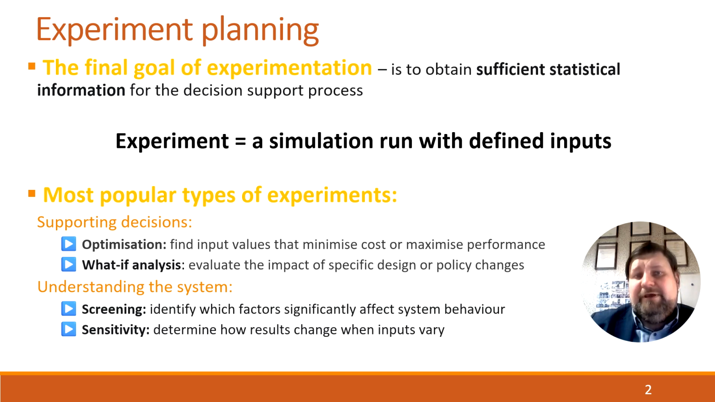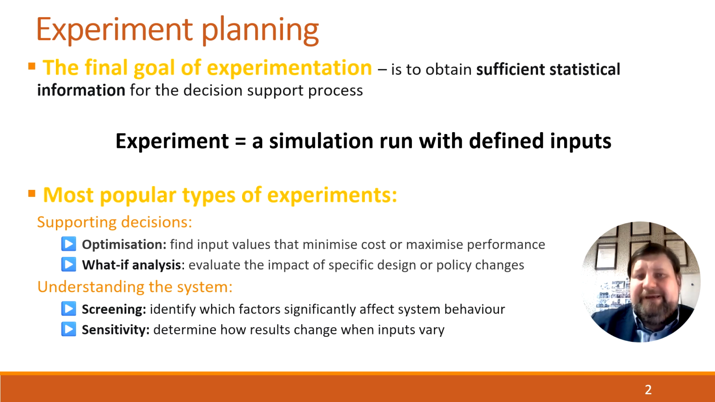If our goal is not decision making, but to understand the behavior of the system, there are two more types of experiments. One of them is the screening experiment, and this type of experiment is very helpful to identify which factors significantly impact system behavior. And one more is sensitivity analysis. This type of experiment is utilized to test how results change when inputs vary.